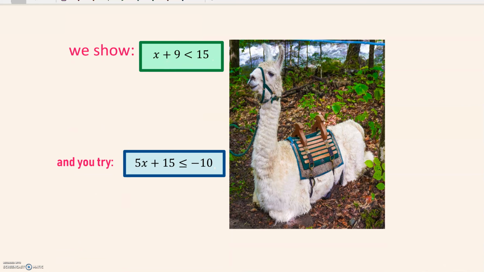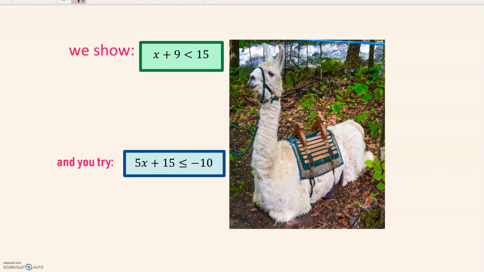Perfect. We're going to move on. Now we need to know how to actually solve inequalities. This is where those symbols come into play that I showed you earlier in the video. This is a first or one-step equation.